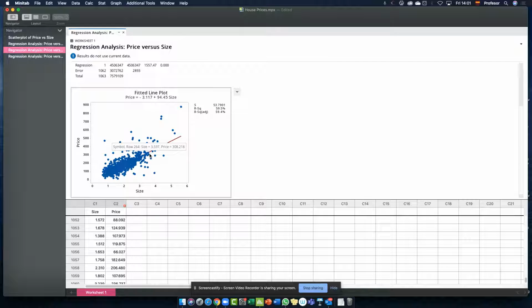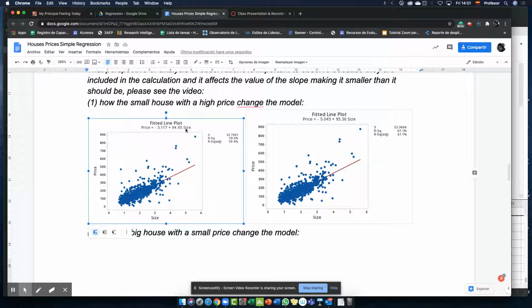Another point that is very important is that at this moment we had an increment of $94.45 thousand per 1,000 increment in the size. But now that we remove this small house with a very big price, which was saying that the increment in the sizes of the houses was not as big as it should be, the slope incremented from $94.45 thousand to $95.30 thousand. It was almost an increment of $1,000 in the price of the house.